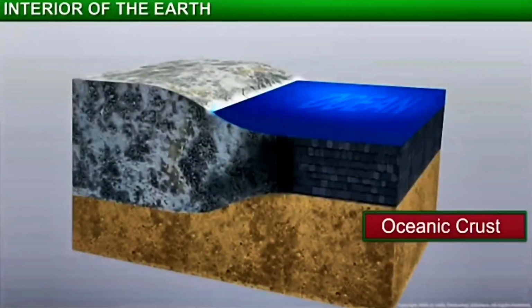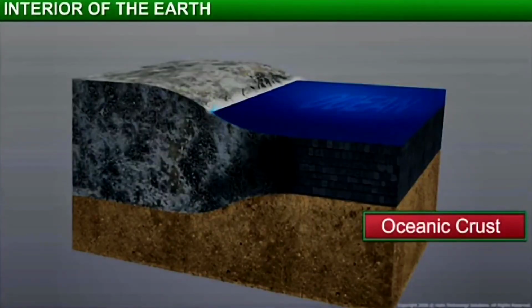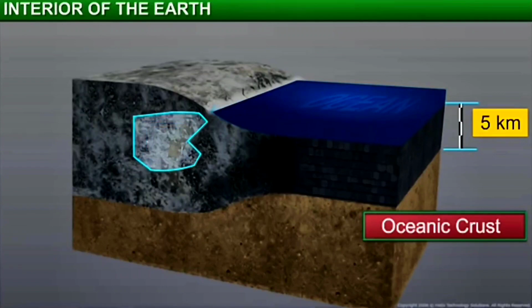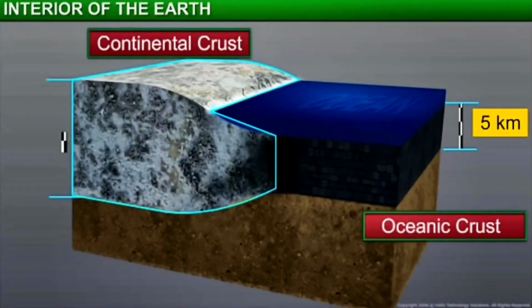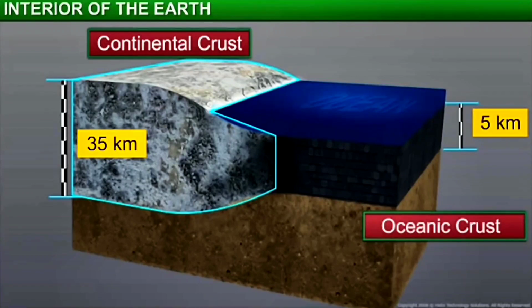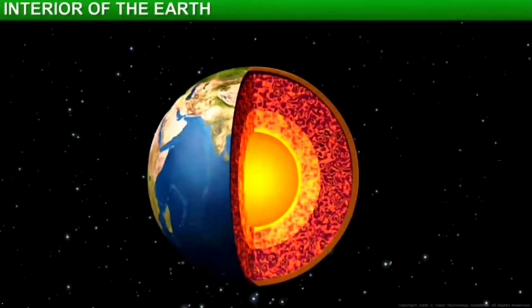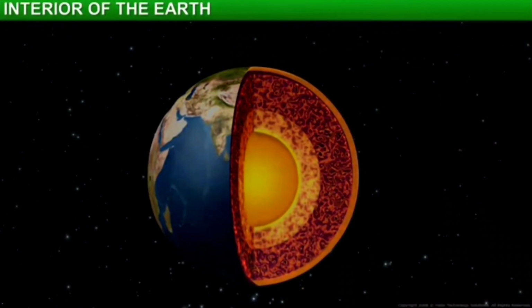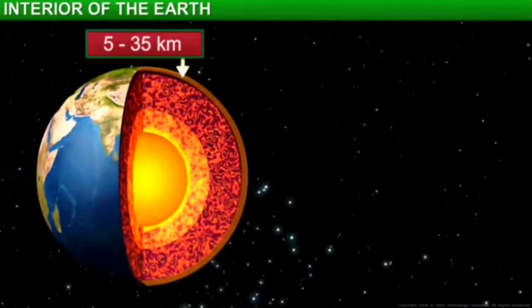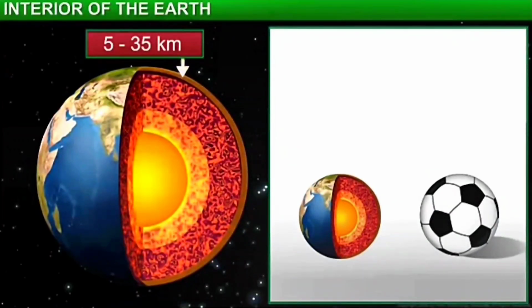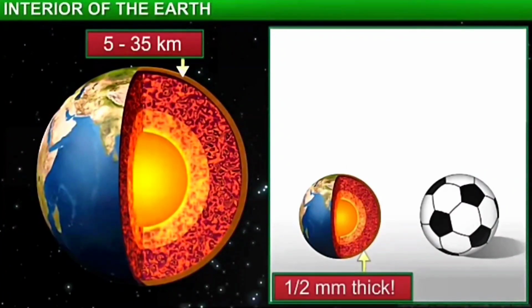The oceanic crust, that is, the crust beneath the oceans, is only about 5 km thick. On the other hand, the continental crust can be as thick as 35 kilometers. However, considering the Earth's size, the crust is quite thin. Suppose the Earth was scaled down to the size of a football. Can you guess how big the crust would be? It would be about half a millimeter thick.